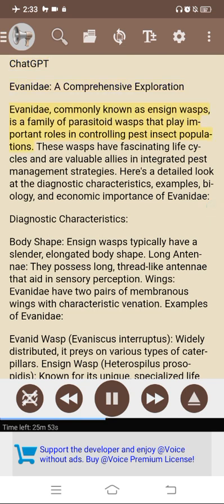Vanidae, commonly known as ants and wasps, is a family of parasitoid wasps that play important roles in controlling pest insect populations. These wasps have fascinating life cycles and are valuable allies in integrated pest management strategies. Here's a detailed look at the diagnostic characteristics, examples, biology, and economic importance of Vanidae. Diagnostic characteristics. Body shape. Ants and wasps typically have a slender, elongated body shape.